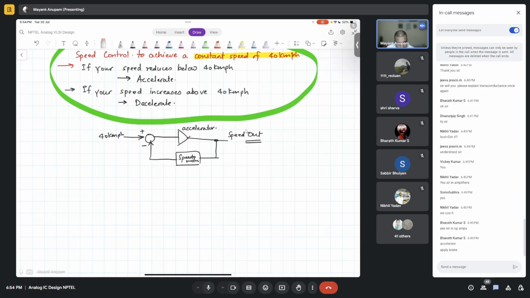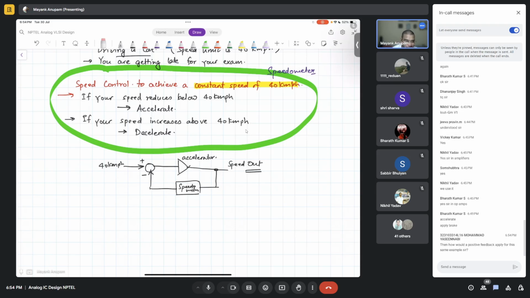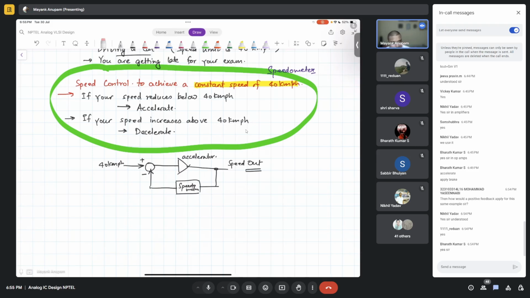So that is what negative feedback is. I hope everyone is clear with that. Is there any doubt in this whole thing that I just explained? The idea of negative feedback, is that clear now? Yeah. So if negative feedback is understood, very good.